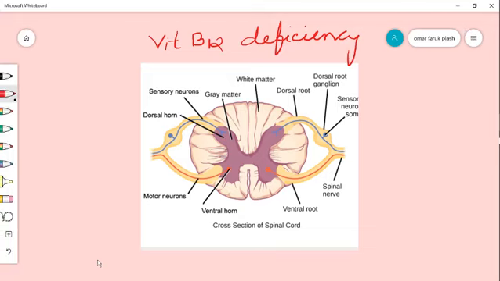Now, vitamin B12 deficiency. What happens in vitamin B12 deficiency? There is involvement of the dorsal column and the lateral corticospinal tract. First of all, you have to remember that for vitamin B12 deficiency, there is subacute combined degeneration of the spinal cord. So SCD is the mnemonic: S is spinocerebellar tract, C is corticospinal tract, D is dorsal column. So the dorsal column, lateral corticospinal tract, and spinocerebellar tract are involved.